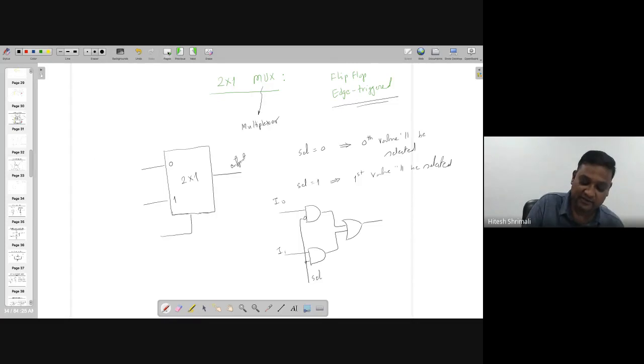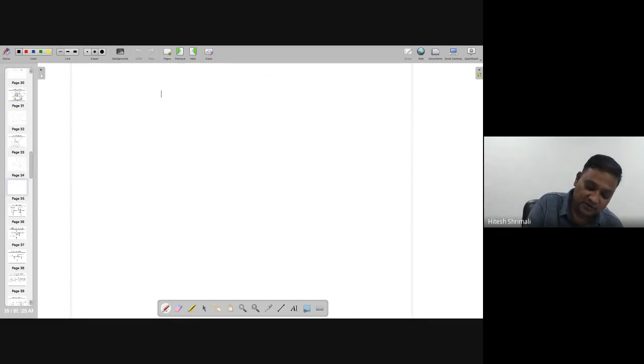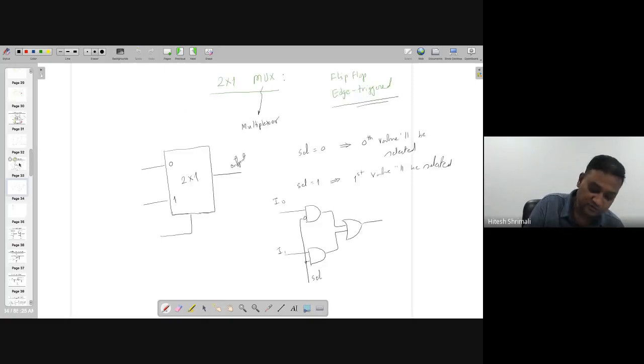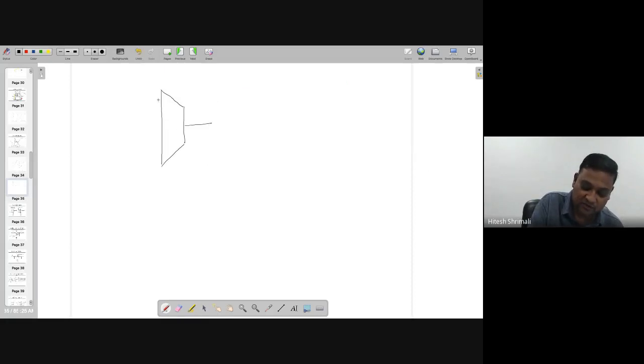Now let's make the symbol out of this. Symbolically, people make this kind of symbol. You can make a square box also. People use this one also. But this is the symbol used in our textbook, Razavi, so let's not deviate from that. So this is the selection line. These two are the inputs, and this is the output.